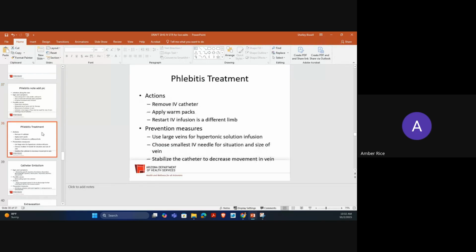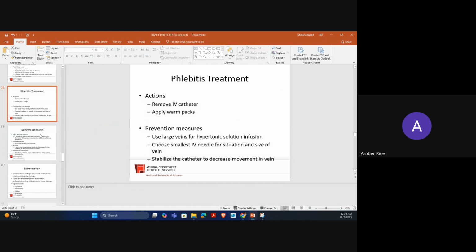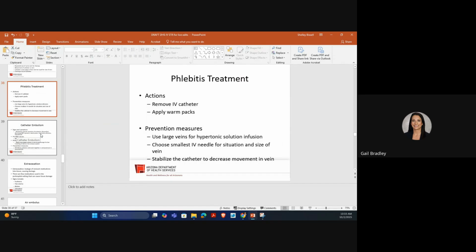Okay. Again, I would take off restart IV fluids in a different limb. It's a typo anyways. We don't really define hypertonic in this PowerPoint slide. I don't know if we need to. I'm kind of looking to see. I don't think they would be eligible to do hypertonics. Yeah, no, they cannot do hypertonic.